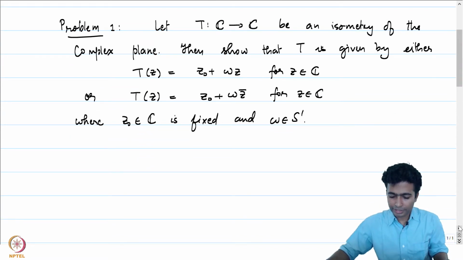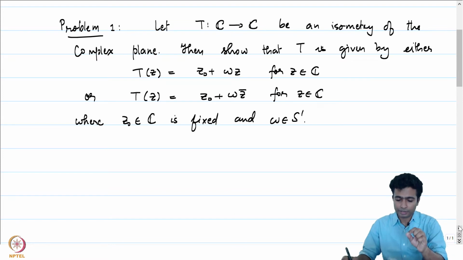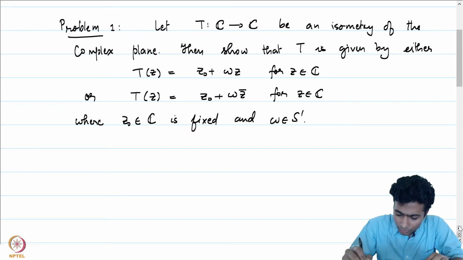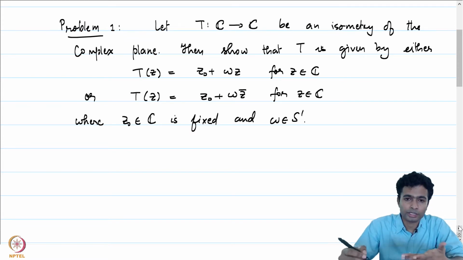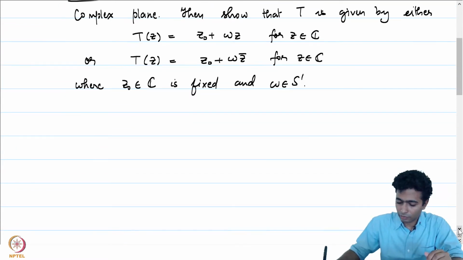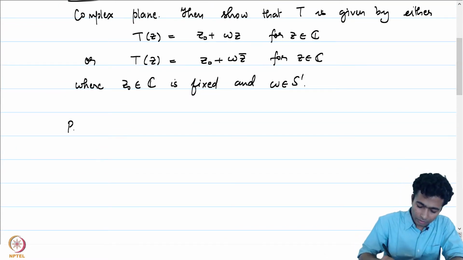So as you should guess, the fixed point z0 can be found out by evaluating T at the point 0. If you look at T of 0, that's the point z0 precisely in both the cases, isn't it? So that's precisely what we will use. Let's give a proof of this statement.